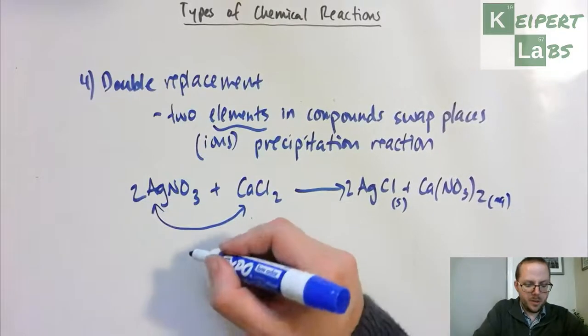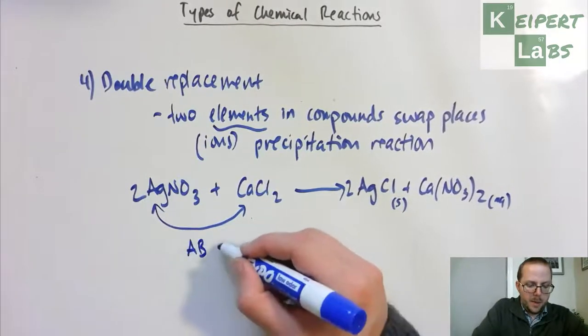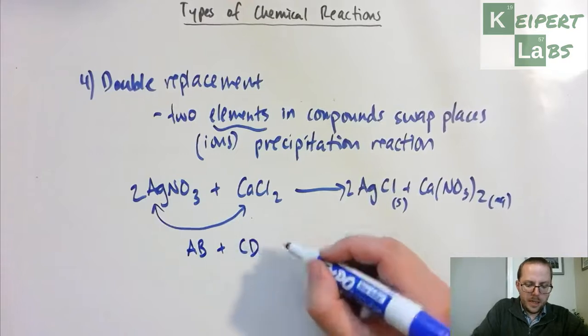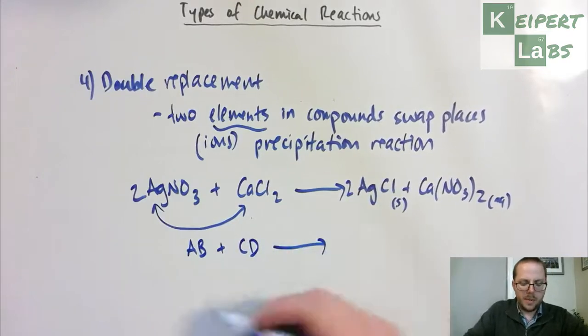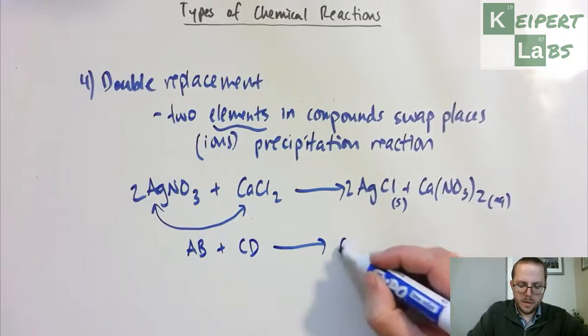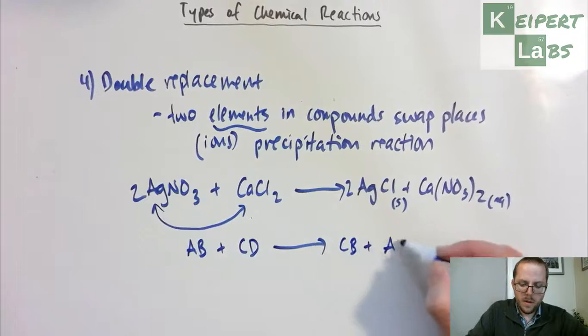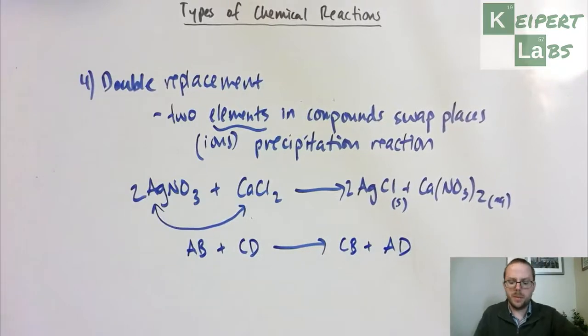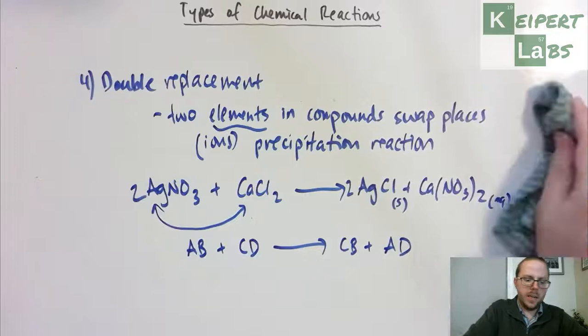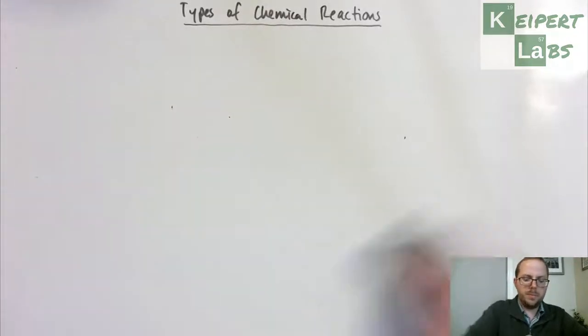So probably the generic equation that we're looking at here would be, say, A and C swapping places to form two new substances. And then the final example that we're looking at now is combustion.